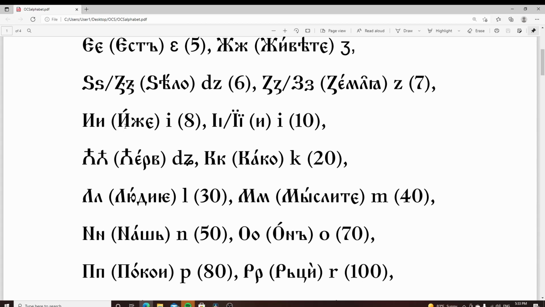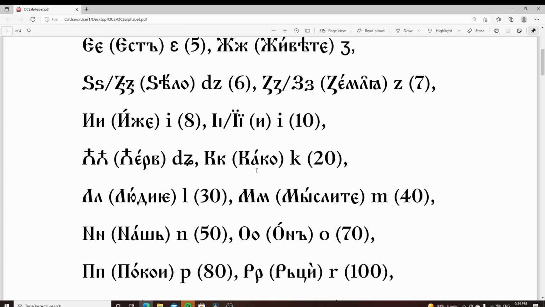This vowel is called ij, and it is represented by the sound e, with the number 8. These two letters, like ij, are both pronounced e, and they are represented by the same letter. And their number is 10. This next letter is called djerv. This does not have a number, and it is represented by j. This is more commonly used specifically with Serbian, and it is still retained in Serbia today.